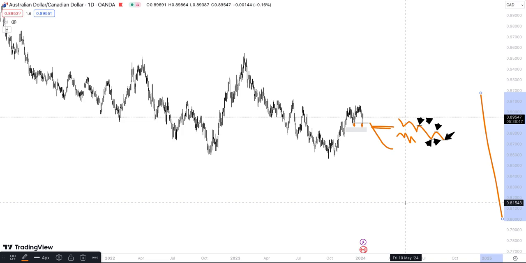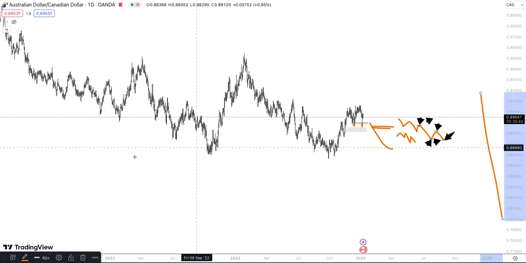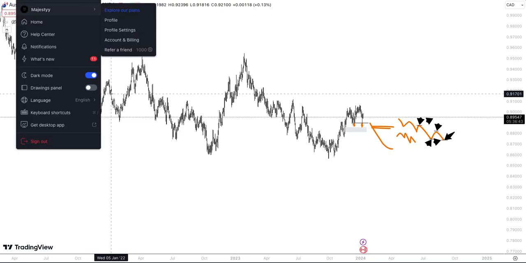Number 2, I want you guys to look for liquidity. So let's say I'm going to show you guys right now. We're going to do it right now.